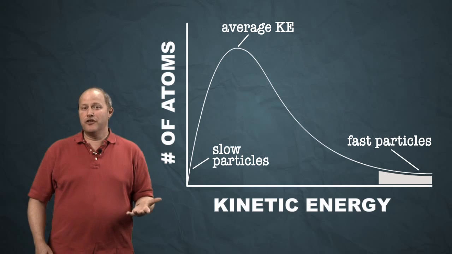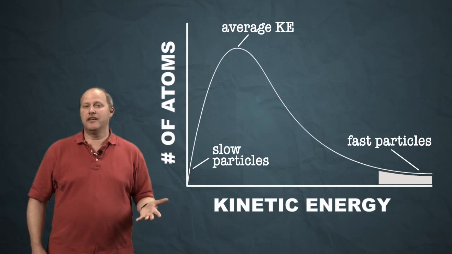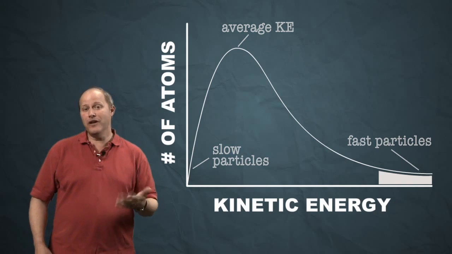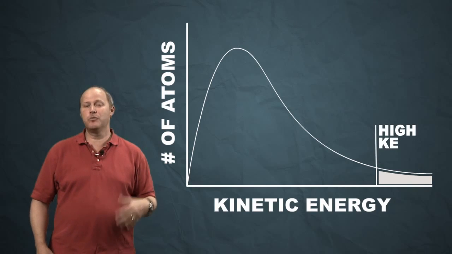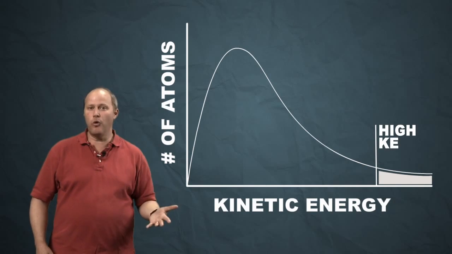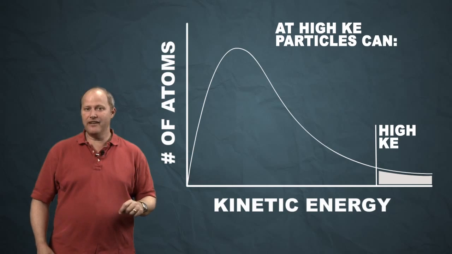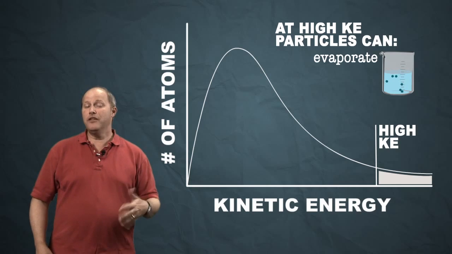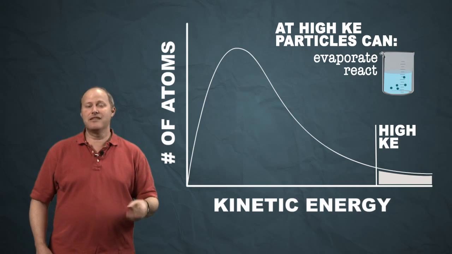This distribution turns out to be very important for chemistry. It's very important because all the molecules aren't the same. Some of them have very high kinetic energies, and the ones that have very high kinetic energies will tend to do things that the others won't. They will be the molecules that evaporate because they have enough kinetic energy to escape the attractive forces from a liquid. They'll be the first molecules that react because they'll have enough kinetic energy to get over some barrier for a reaction.